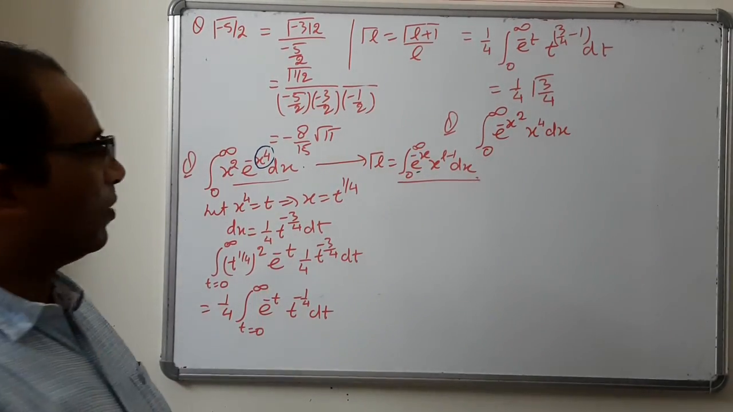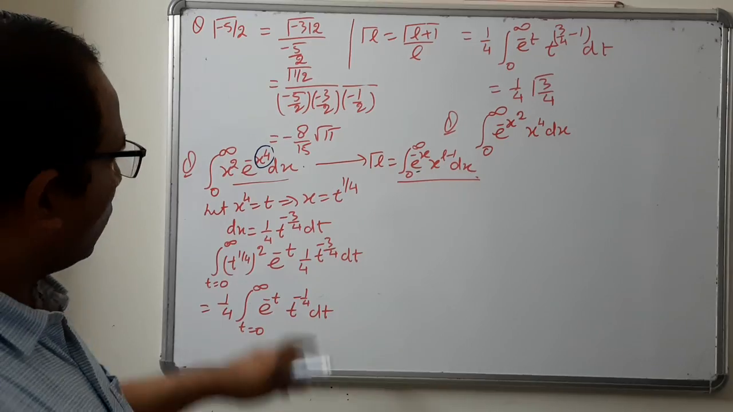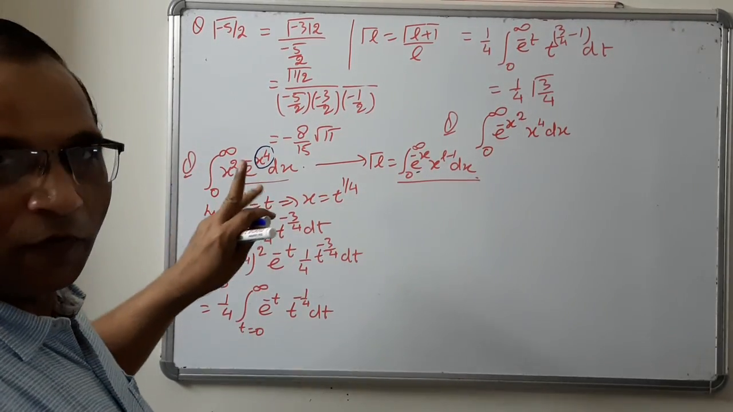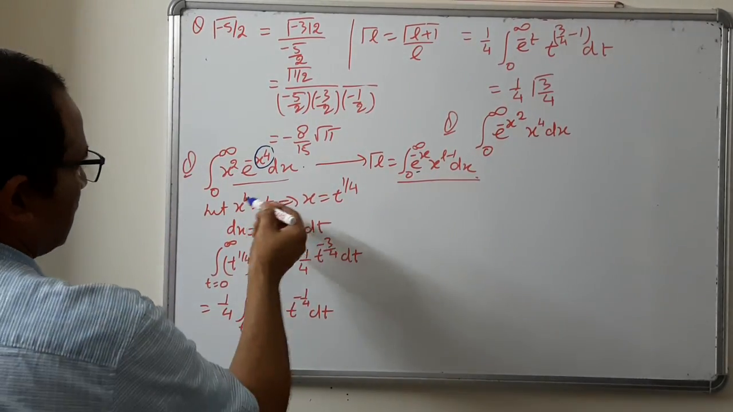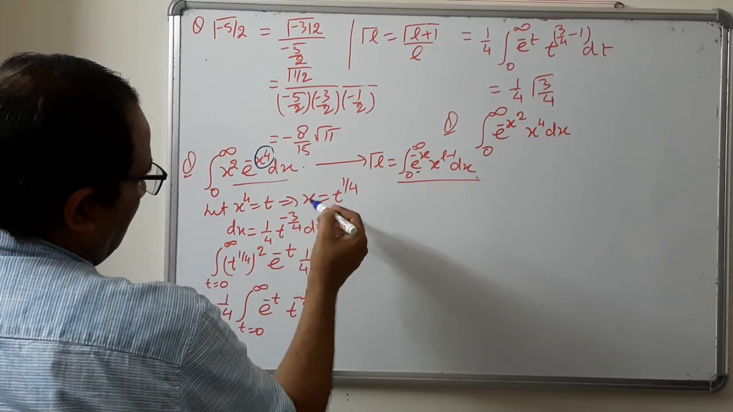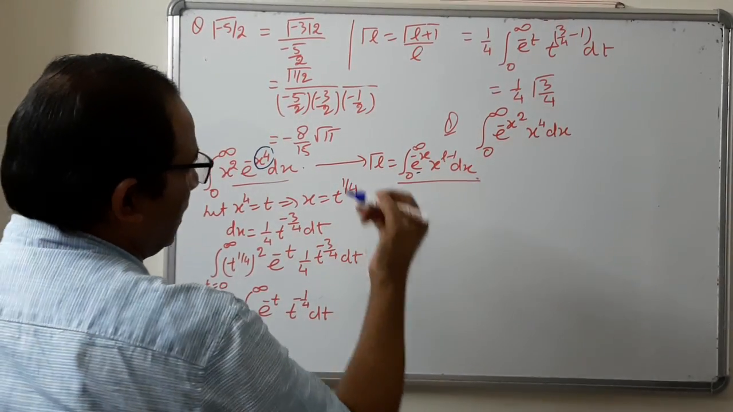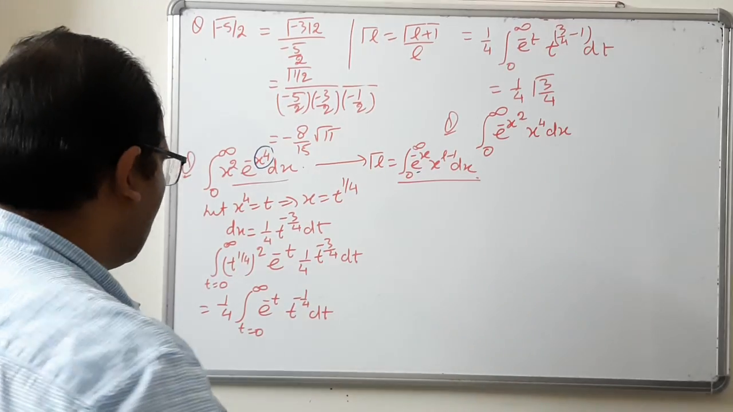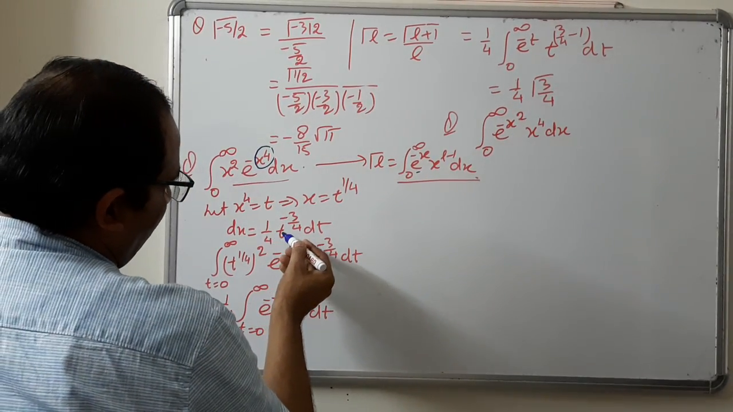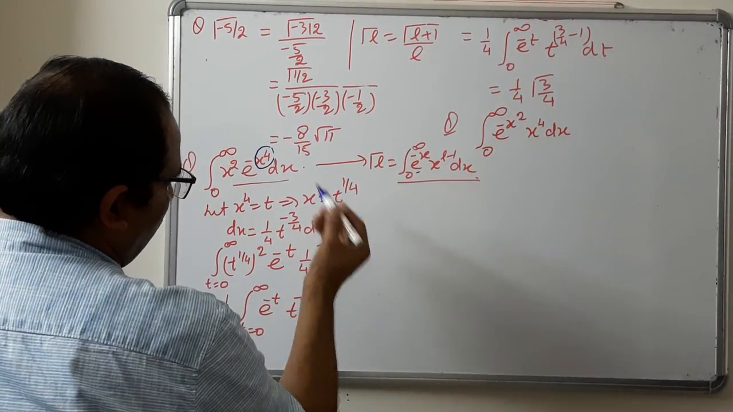So put x⁴ equal to t, because x⁴ creates a problem. So put this equal to t, x⁴ = t. Taking the power 1 by 4 on both sides, we get x = t^(1/4). So dx can be written as (1/4) t^(-3/4) dt.